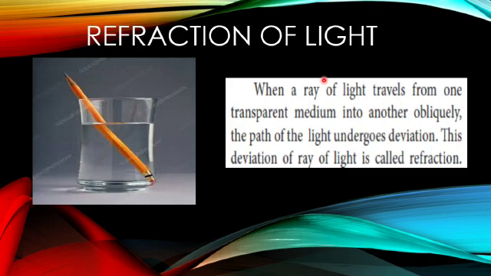Now, let us see the definition for refraction. When a ray of light travels from one transparent medium into another obliquely, the path of the light undergoes deviation. This deviation of the ray of light is called refraction. While a light ray travels through two different media, the velocity of light will change in these two media. Velocity of light is more in a rarer medium, that is air is a rarer medium, and less in a denser medium, that is glass is a denser medium.